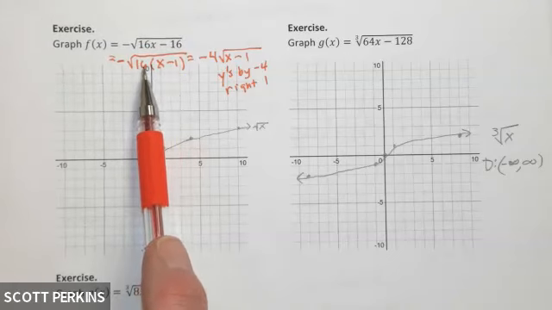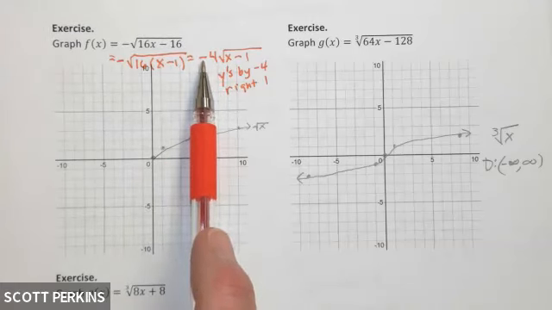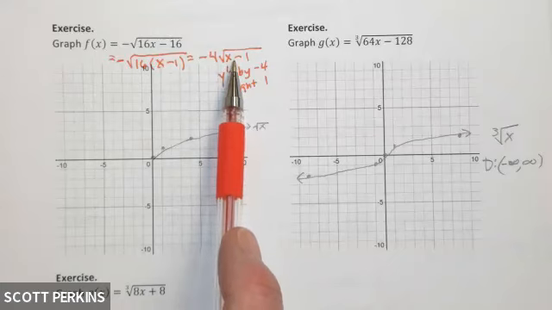I can take the square root of 16. Square root of 16 is 4. And then I have that negative that was out in front, so don't forget that. Underneath the radical, that doesn't change. I can't take the square root or simplify that at all, so it stays square root of x minus 1.